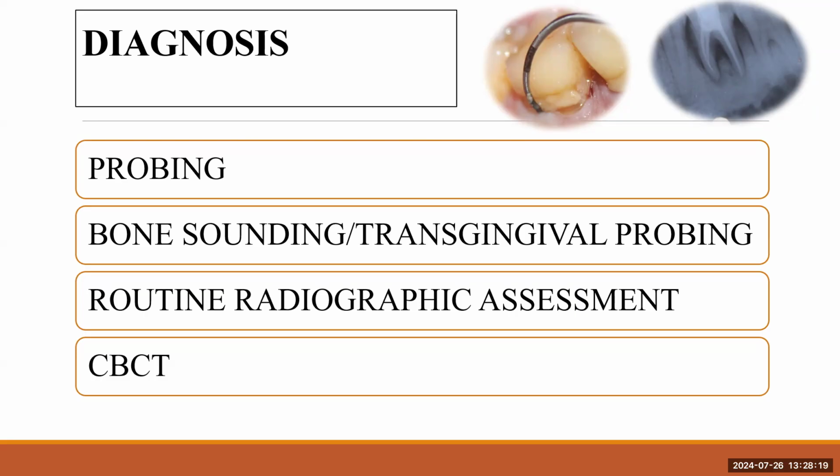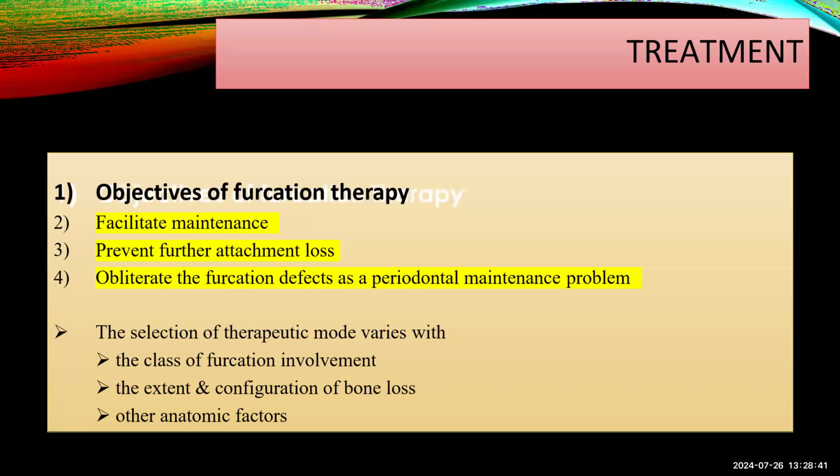Routine radiographic assessment may be by IOPA or OPG, and CBCT can also help in identifying the anatomy and how the furcation defect looks. And the exact amount of bone loss can be mapped in CBCT. That's how you basically diagnose furcation defects.